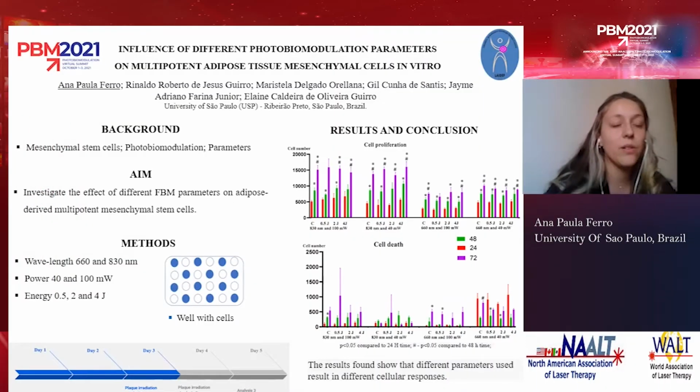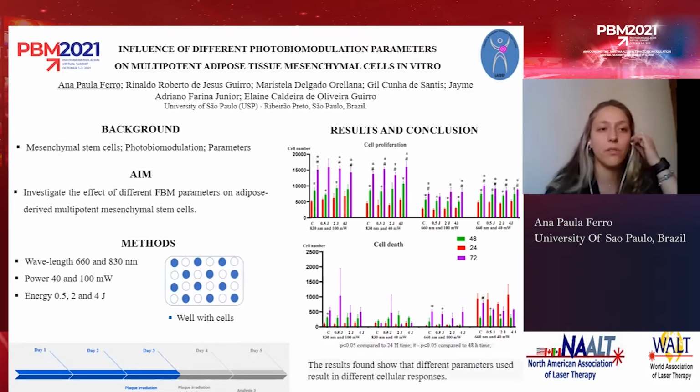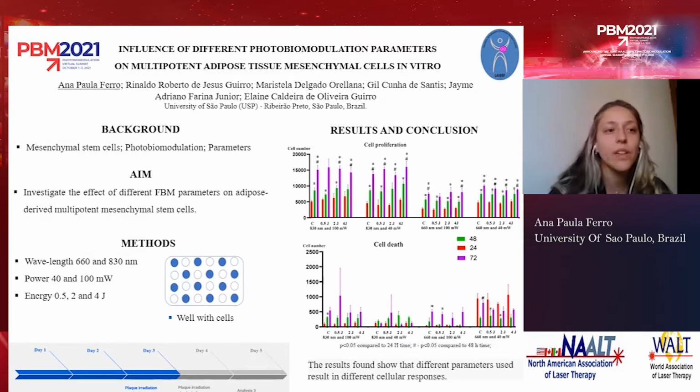Ana Paula Ferro. I am part of the Dermatofunctional Assessment and Intervention Laboratory from the University of São Paulo, Brazil. My project is financed by FAPESP, and it's about the influence of different photobiomodulation parameters on multipotent adipose tissue mesenchymal cells.